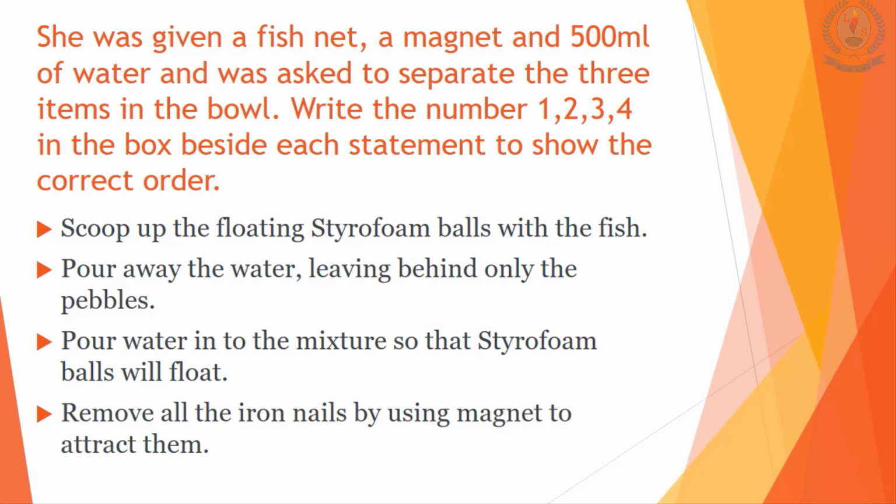So children, what is the first answer? Remove all the iron nails by using a magnet to attract them. What is the second answer? Pour water into the mixture so that styrofoam balls will float. Next, what should we do? Scoop up the floating styrofoam balls with the fish net. What is the last one? Pour away the water, leaving behind only the pebbles.